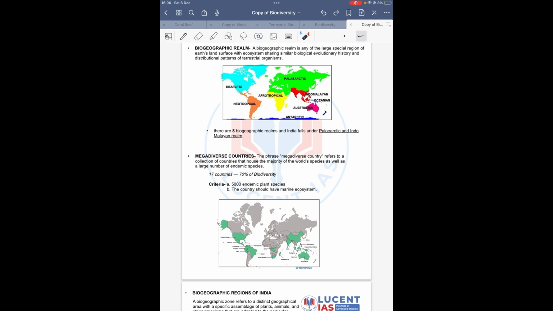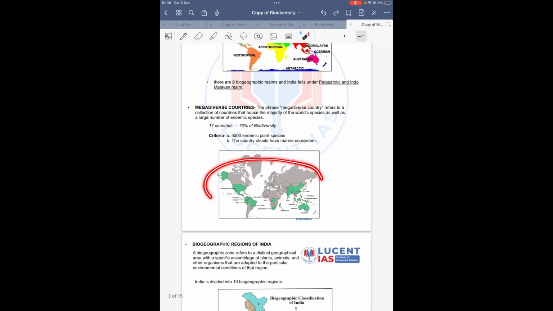So what are megadiverse countries? Megadiverse countries refer to a collection of countries that house the majority of world species as well as a large number of endemic species. So it is the 17 countries having 70% of the biodiversity. So what is the criteria? The criteria is 5,000 endemic plant species and the country should have a marine ecosystem. Clear?